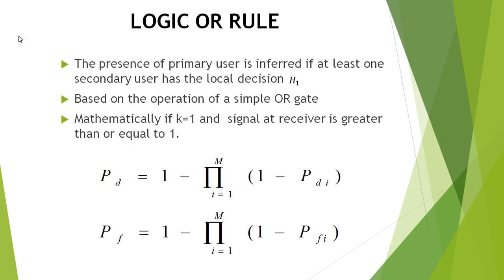First is the logic OR rule. The common receiver infers the presence of a primary user signal when there exists at least one secondary user that has the local decision H1, meaning that if one secondary user has inferred that a primary user is present, then the decision at the common receiver will be that a primary user is transmitting, so all the secondary users should stop their transmission. The mathematical equation of this rule has been shown in the slide.